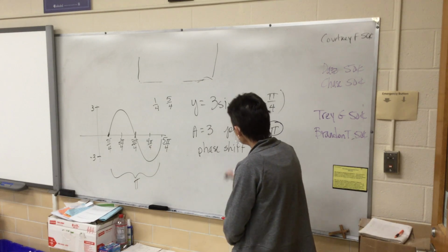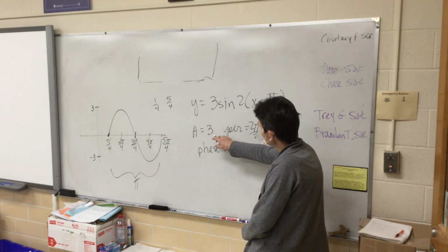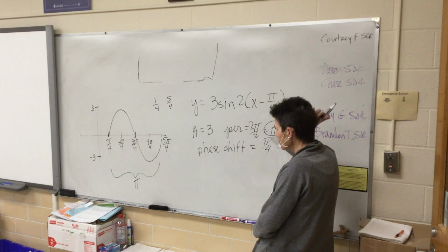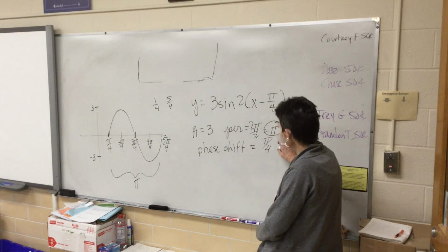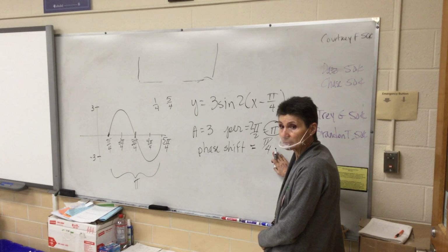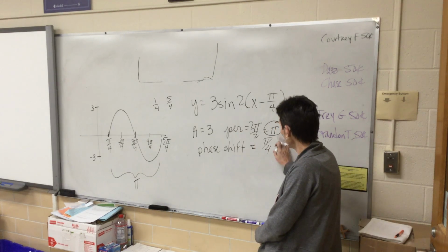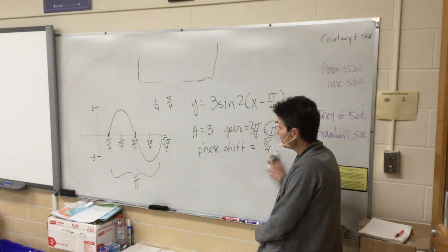So on that one, I'm talking about in the future on a test or quiz, you will be asked to list the amplitude, the period, and the phase shift. Everybody okay with those numbers? 3 pi and pi over 4. And then you'll have to graph it.